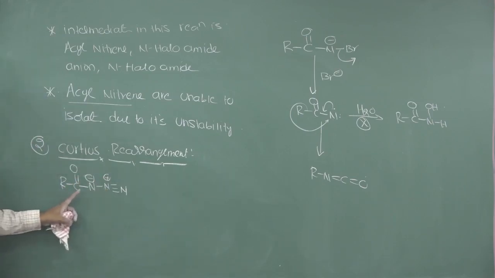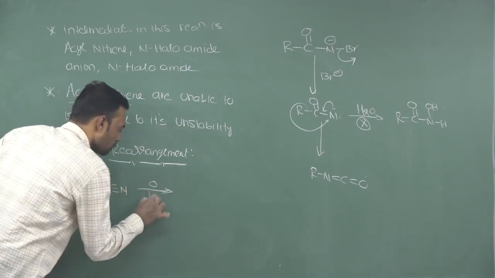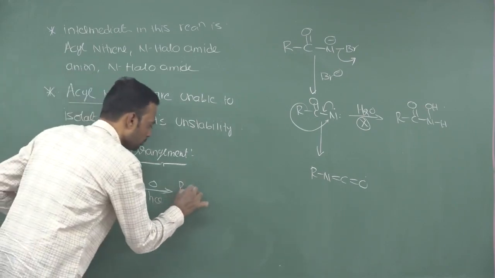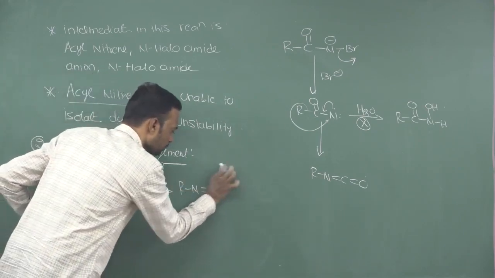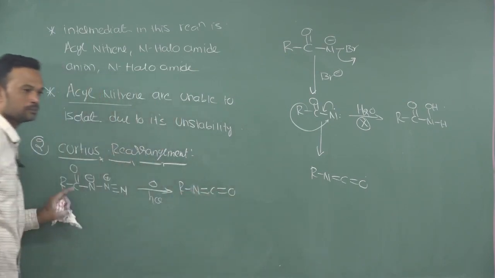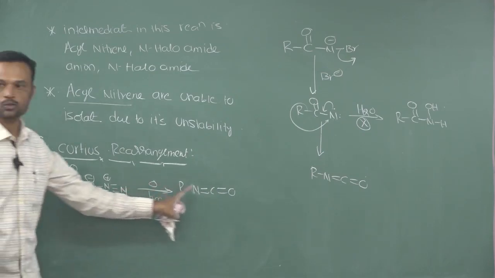Remember, acyl azide is involved in Curtius rearrangement. Curtius rearrangement is a thermal or photochemical reaction which usually converts acyl azide to isocyanate, N=C=O like this. Curtius rearrangement is the conversion of acyl azide to isocyanate.